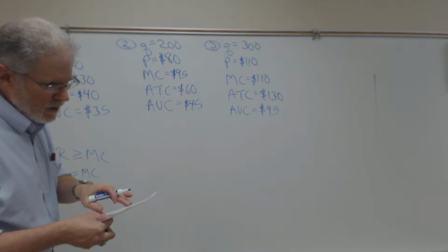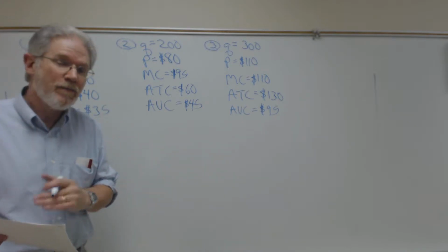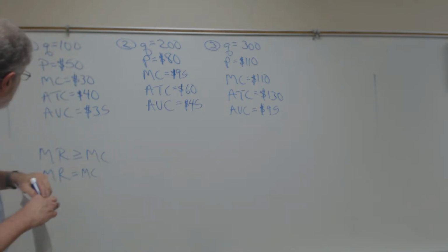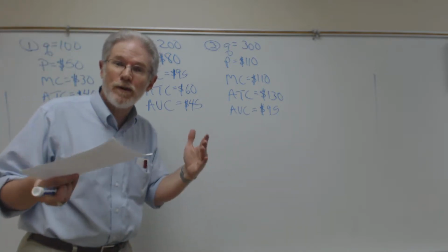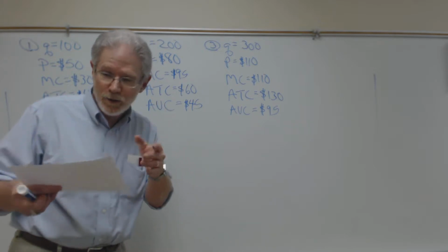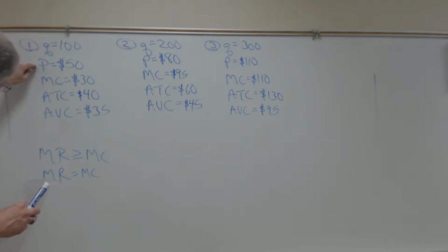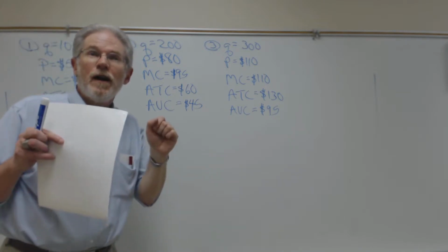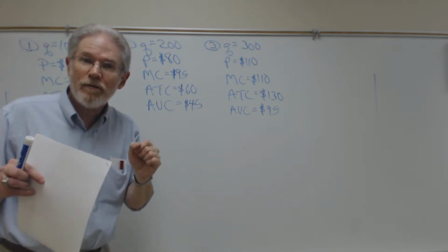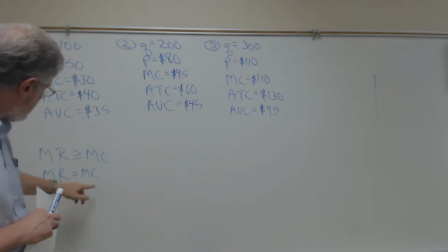Notice you're told at the top, these are all in price taker markets. That simplifies things because it means the firm really doesn't have any choice over what the price is going to be. You're given the market price here. So here, number one, market price is $50. We've got to figure out, is this firm producing at the level of output where profit is at a maximum? Is it producing where MR equals MC?